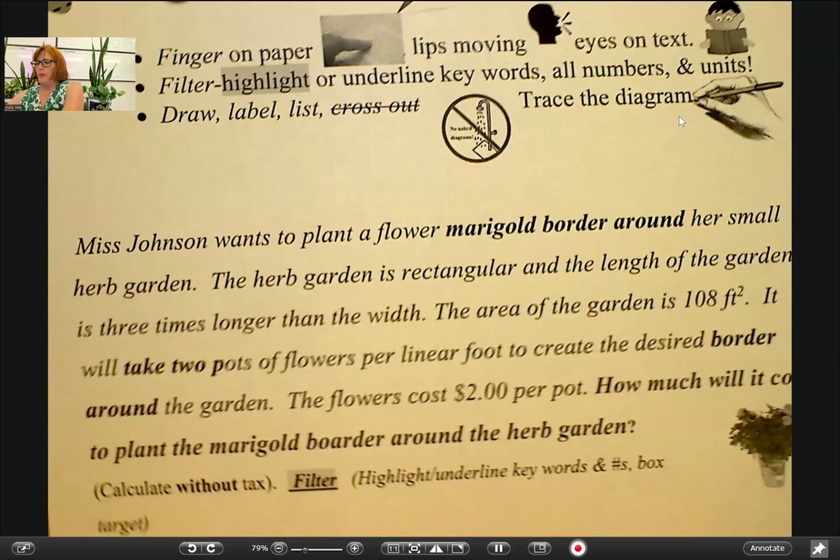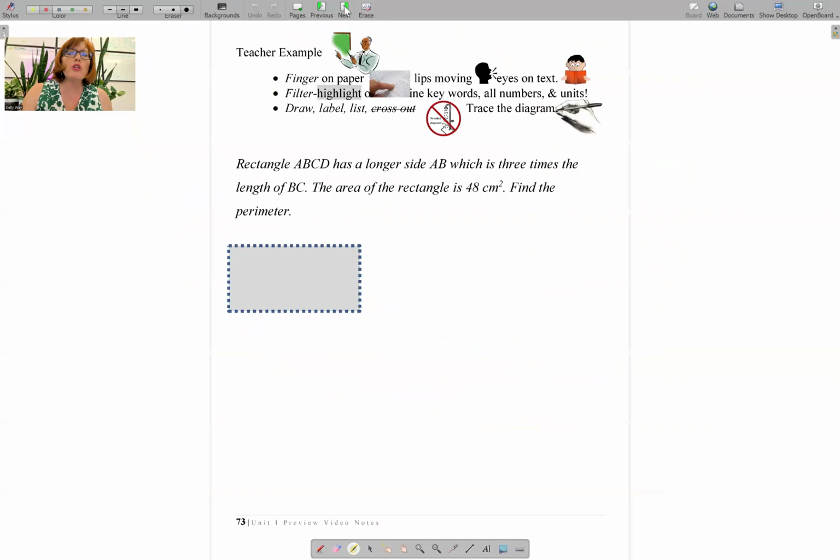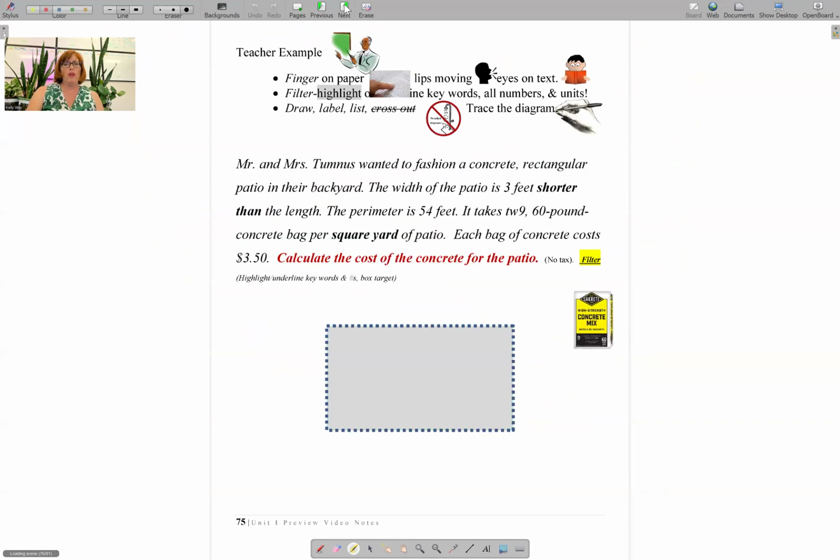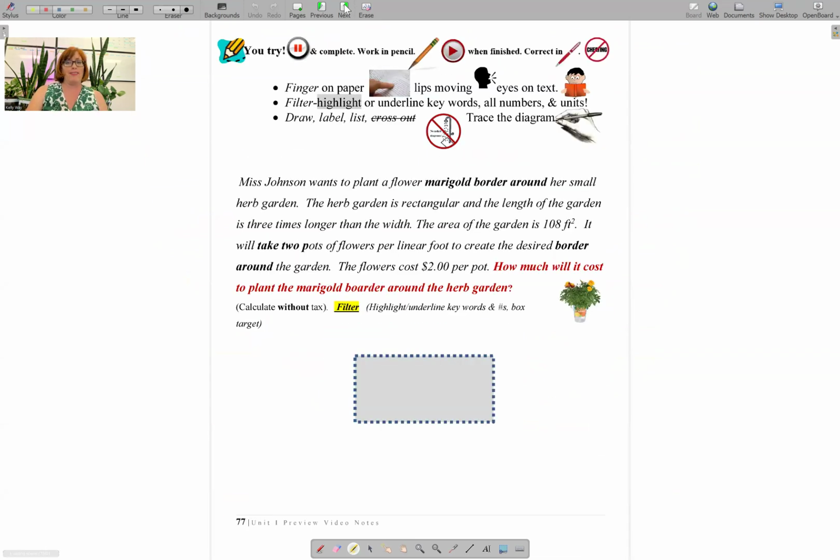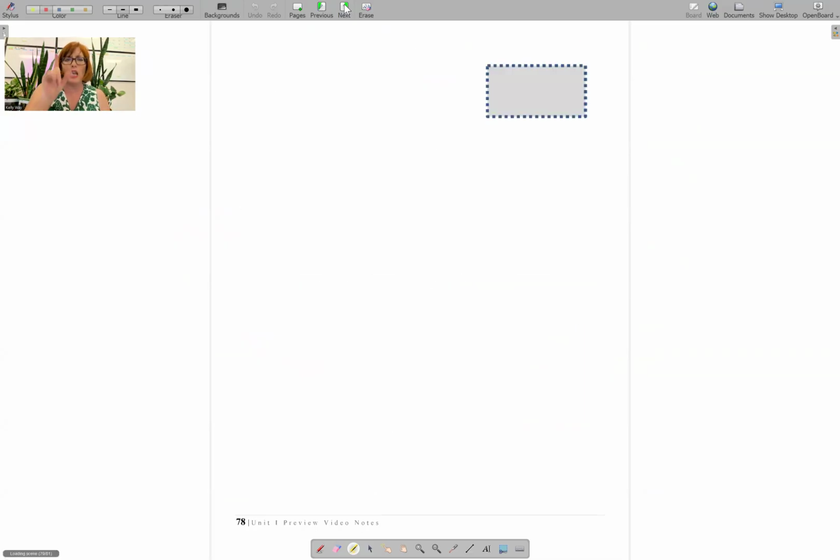Now, this last you try. This page, this problem, and then there's extra workspace. You are going to do this completely on your own. I am not going to give you the answer, but you're going to go through the process. I want to see filtering, underlining, drawing, labeling, listing, downloading the information on the diagram. I want to see lots of computations. I don't want to see a single calculator work. I need to see all computations by hand. Box your final answer.